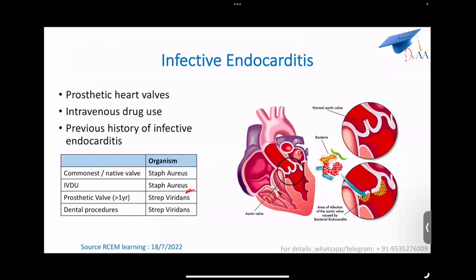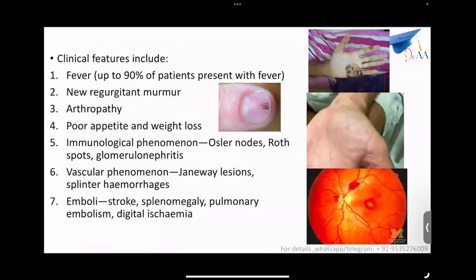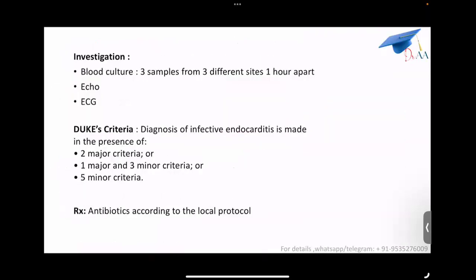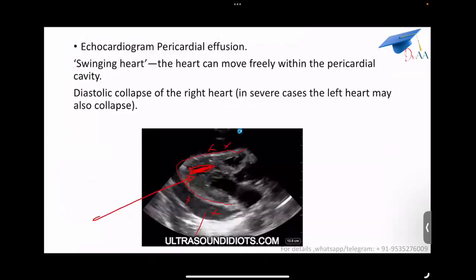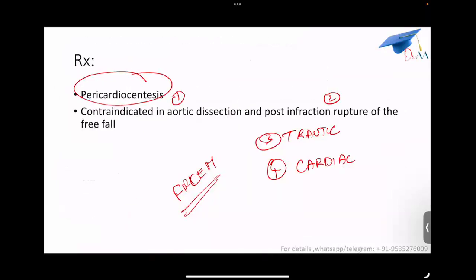So what are the contraindications for pericardiocentesis in pericardial effusion, sir? There are basically 4 of them. One is aortic dissection. The second one is ventricular free wall rupture, traumatic pericardial effusion, and cardiac arrest patients.